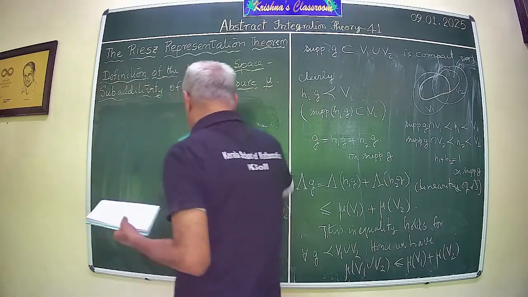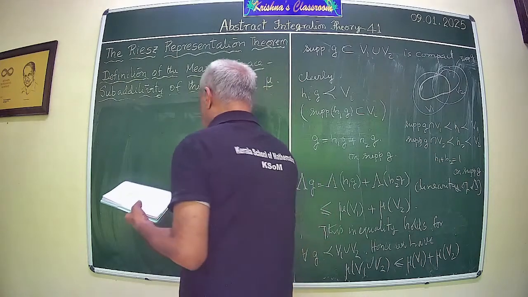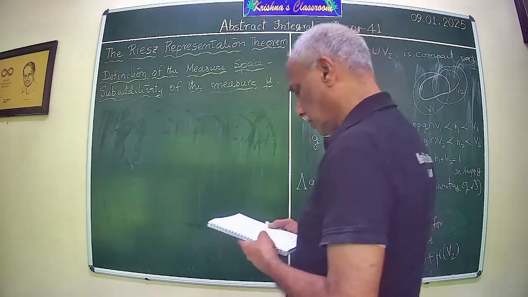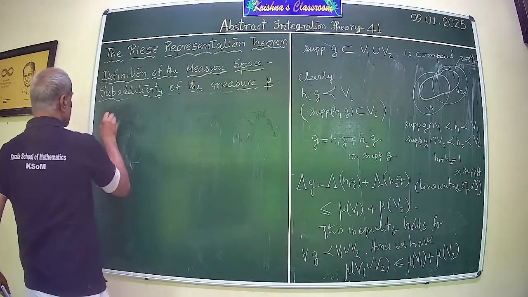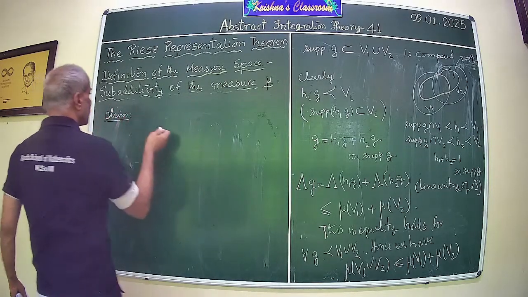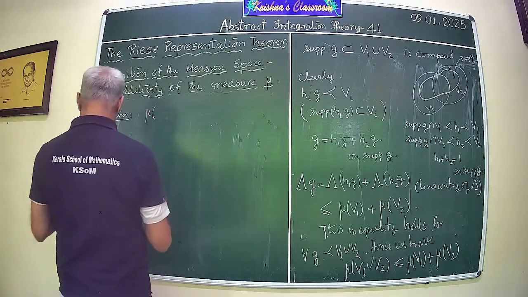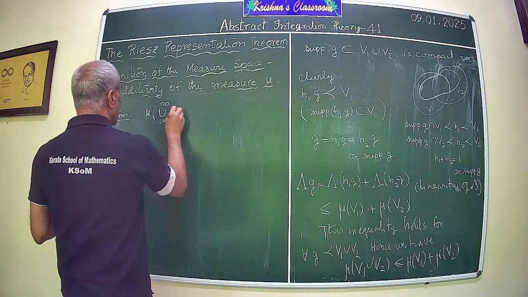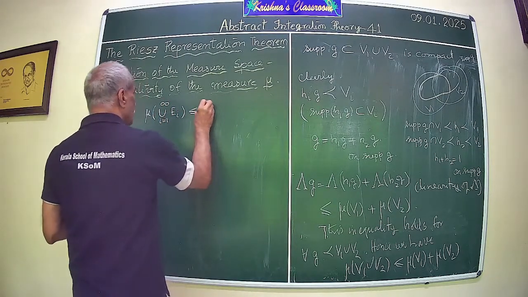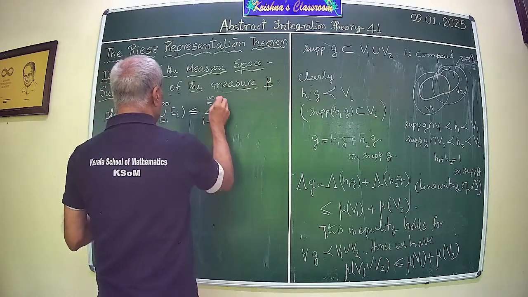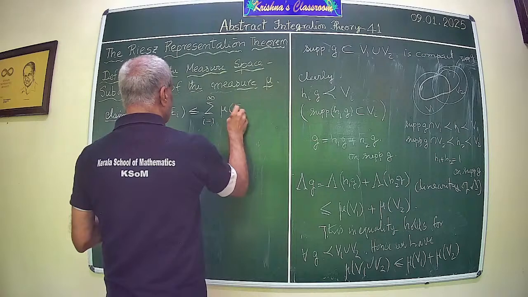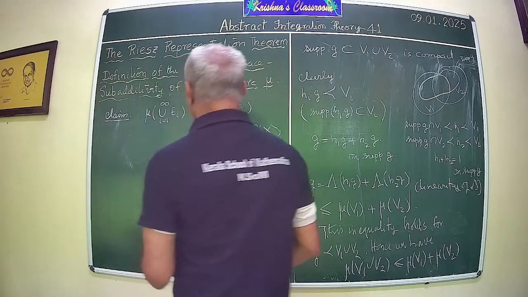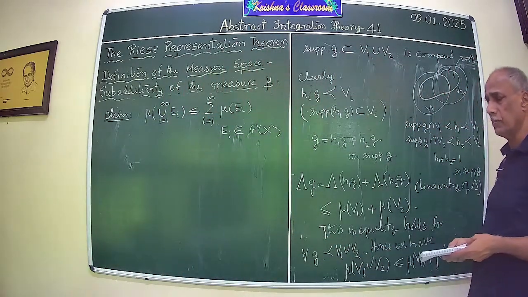Now what we assert is the following. So we claim mu of the union of E_i is less than or equal to the sum of mu of E_i. This is what we want to assert. This is the subadditivity property.